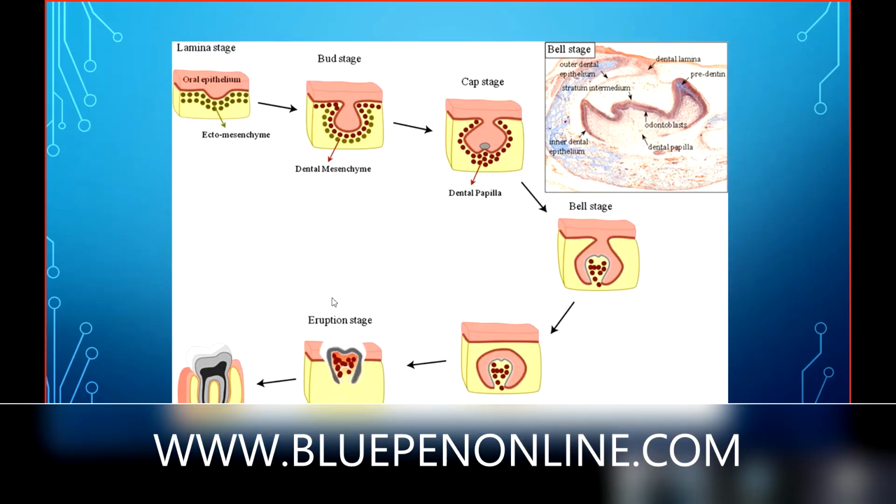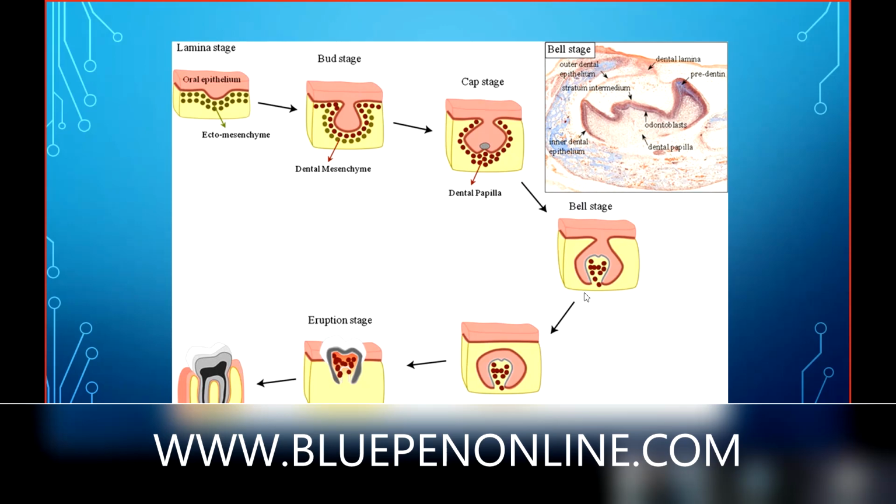Here you have the oral enamel epithelium, which undergoes proliferation to form the placode. That placode further differentiates to form the bud stage. Bud stage, invagination, cap stage. Further development of the tooth, bell stage. Advanced bell stage, it has lost the contact with the oral epithelium, the placode, and further the tooth erupts in the oral cavity.